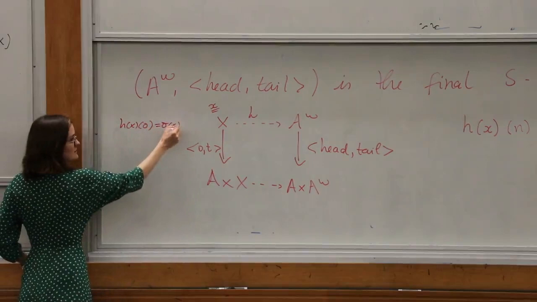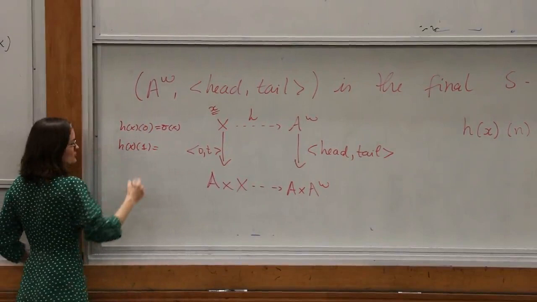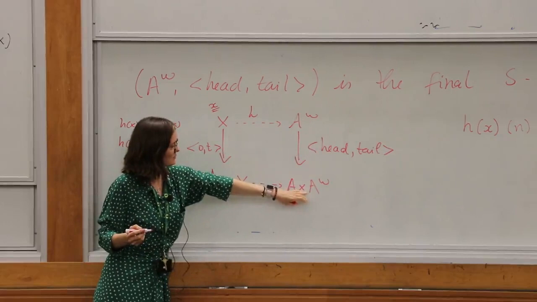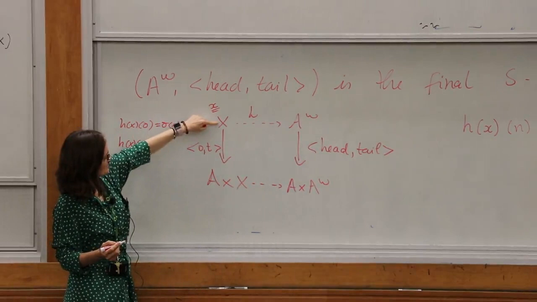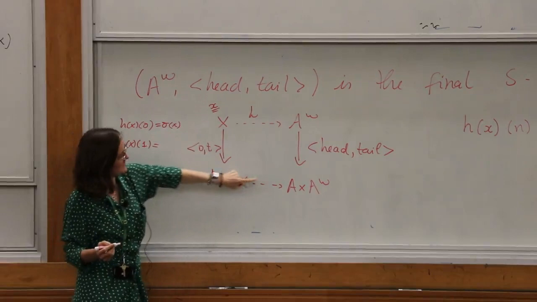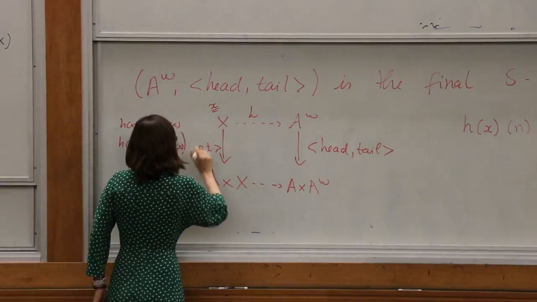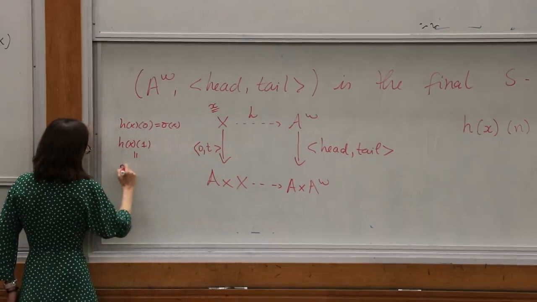Then H of X at 1 has to be what? It is the head of doing one step, right? So I do a tail, so it's the head of the tail. And I know that the tail has to be, using the commutativity, the same thing as doing a transition for the little x and then applying H again. So what I get here is O of H of T of X.